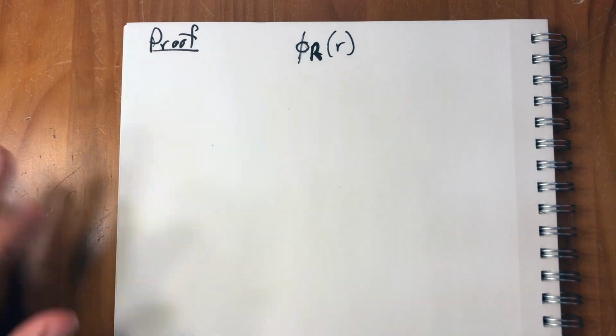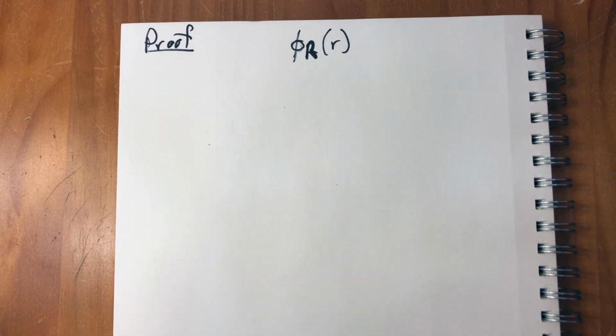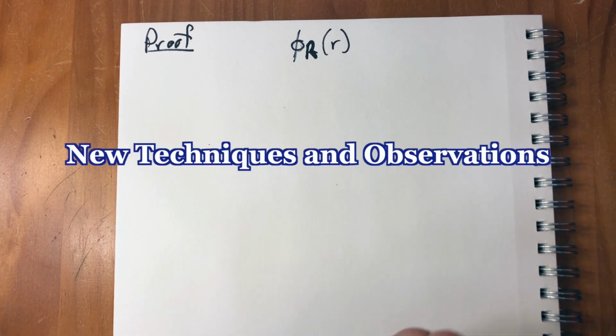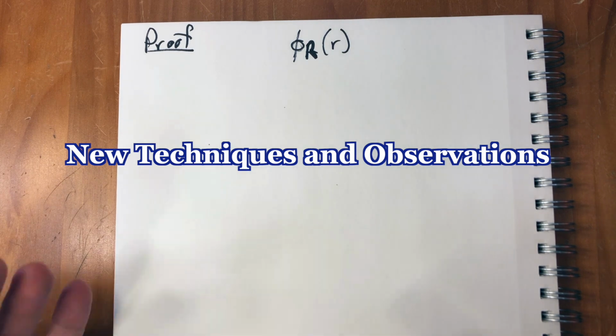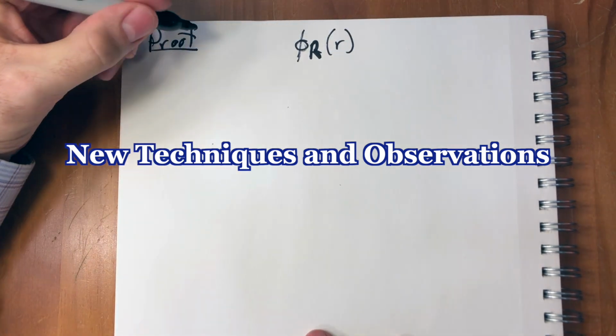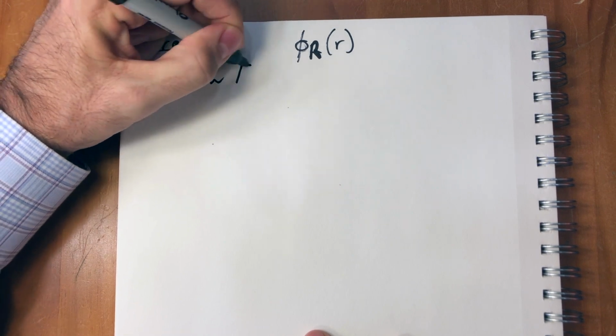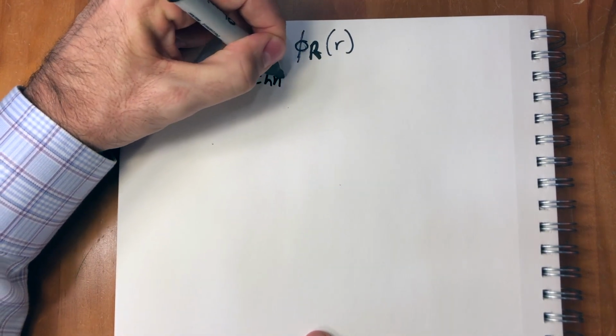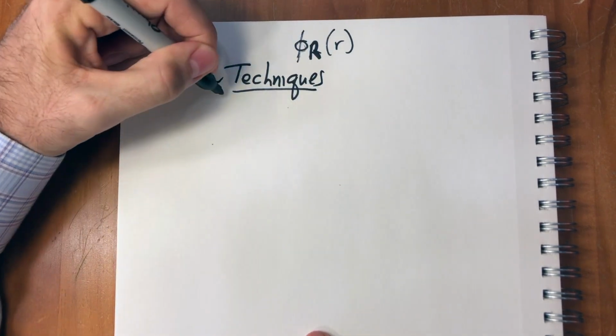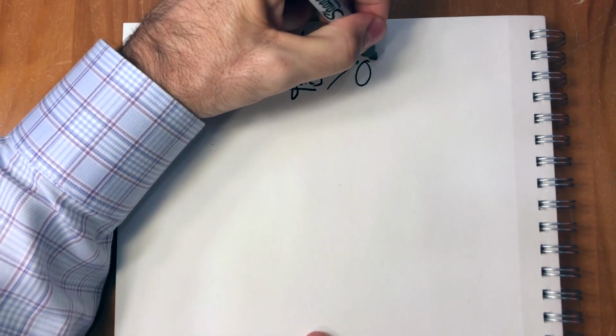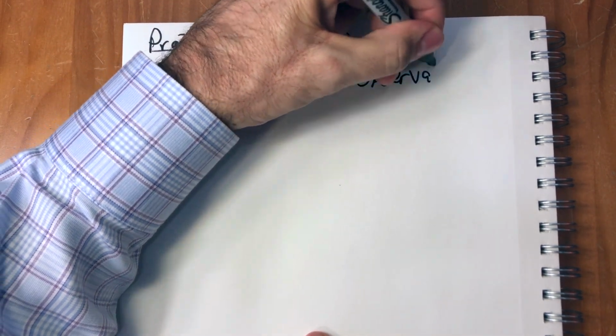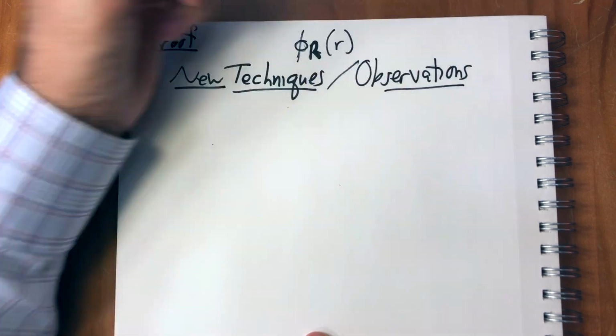So in order to do this, there's a whole lot of new stuff, new techniques and observations that we haven't used before. They're not difficult, but they're new ways of getting to where we want to go. So I'm just going to go through them now, and then we'll use these in the rest of the proof. So some new techniques and observations.